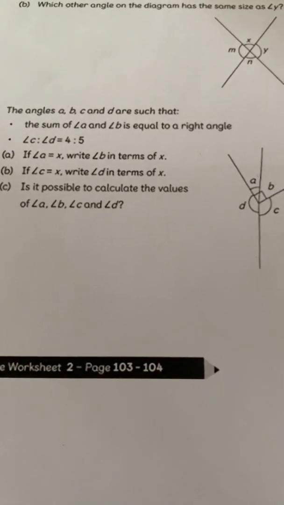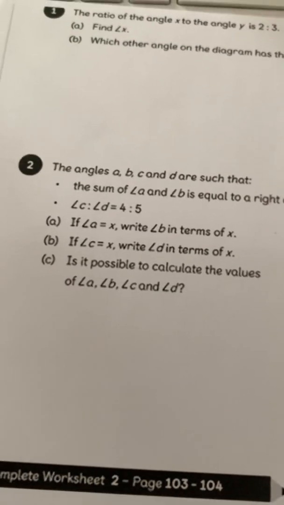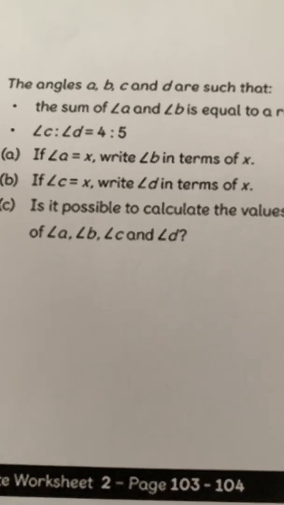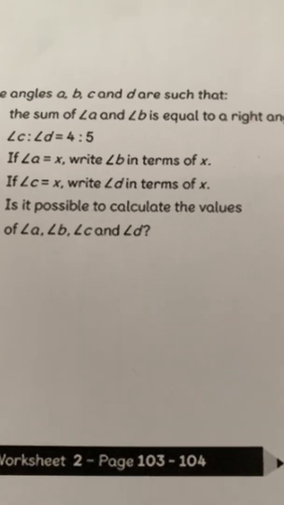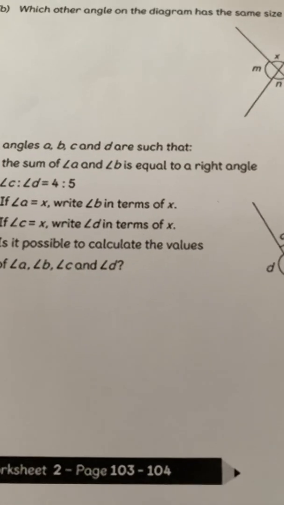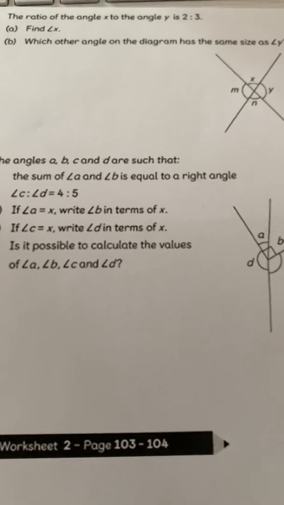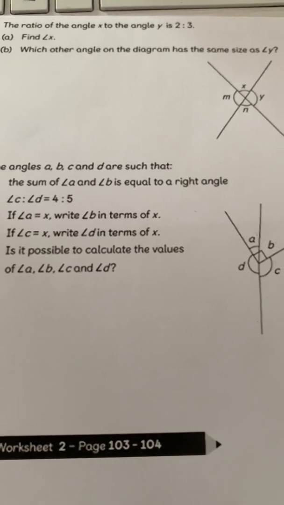Now it's also saying that angle C and angle D are 4 parts and 5 parts. So C is 4 parts and D is 5 parts. So I'm just writing that down like that so it's nice and clear for me. And then it's saying if angle A equals X, write angle B in terms of X. So we're going to look at this again, and X is just literally being used for an unknown number. So that's algebra, when we replace an unknown number with a letter.